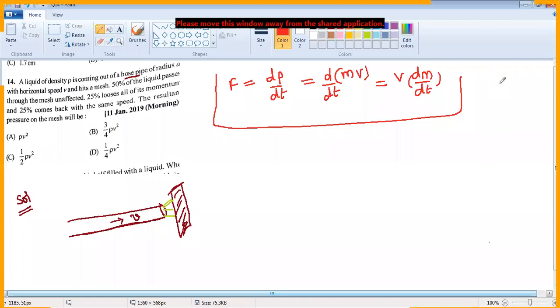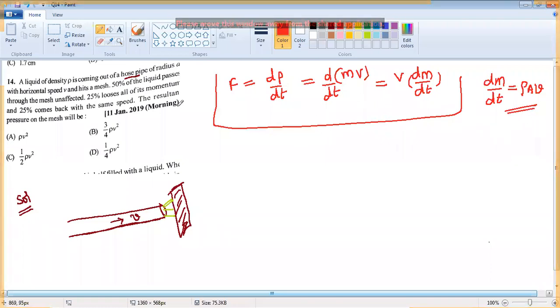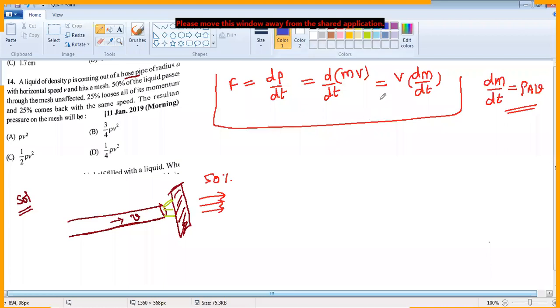You already know that in the last class we discussed dm by dt equals rho A v. So now what will happen? This is the momentum. The total force exerted is the rate of change of momentum. In a given time, 50% passes outwards without being affected. This is v into dm by dt, which equals rho A v square. This is the change in momentum.